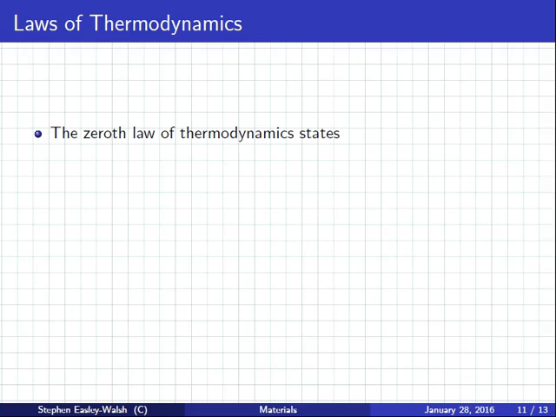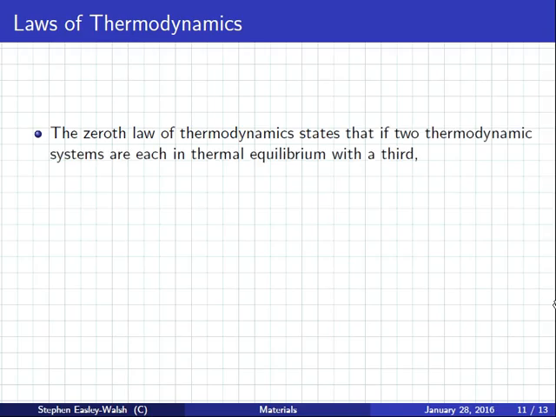The zeroth law says that if two thermodynamic systems are in thermal equilibrium with a third, then they are in thermal equilibrium with each other. Now wait, before I write that down, let me explain that. It makes sense. So for example, if these two are in thermal equilibrium, what does that mean? Same temperature, okay? And then if these two are in thermal equilibrium, it means same temperature. Therefore, this one is also in thermal equilibrium with this one. It's so basic it's called the zero law. Please write that down.